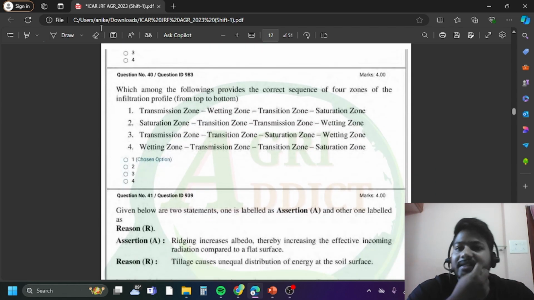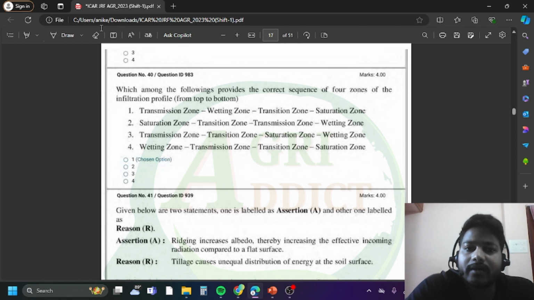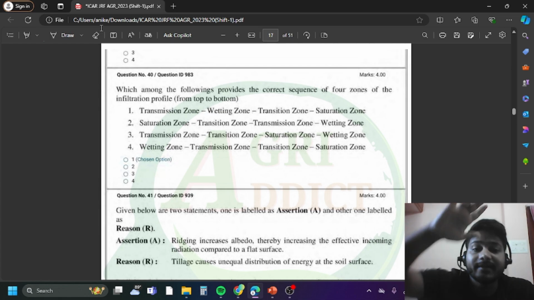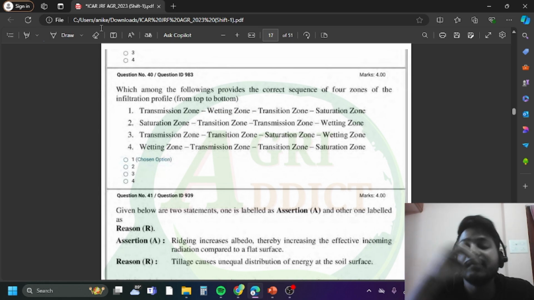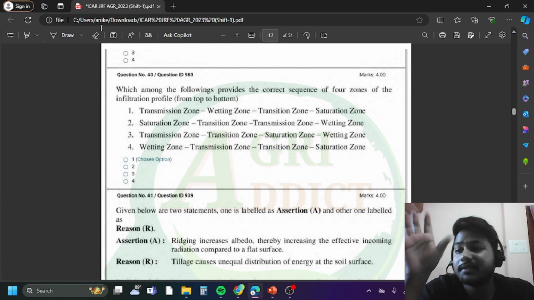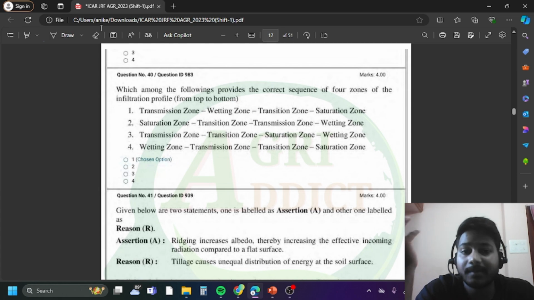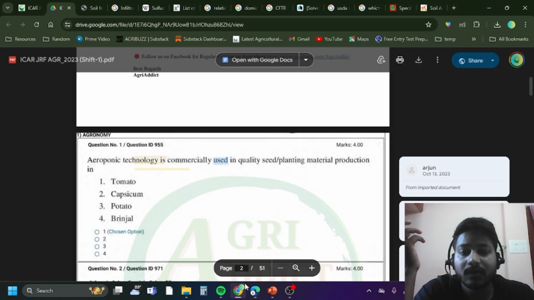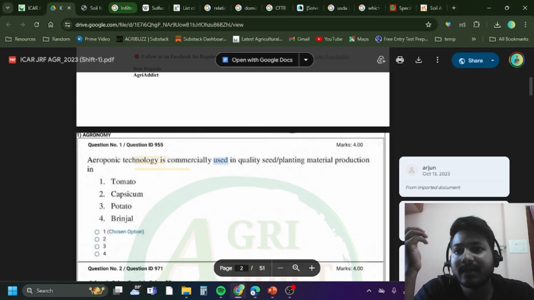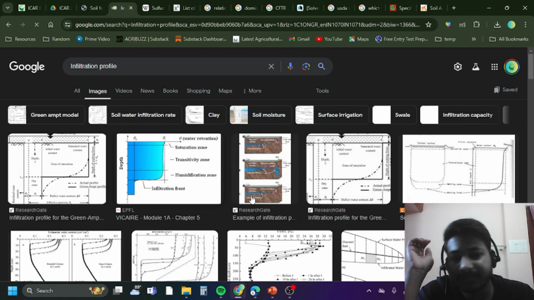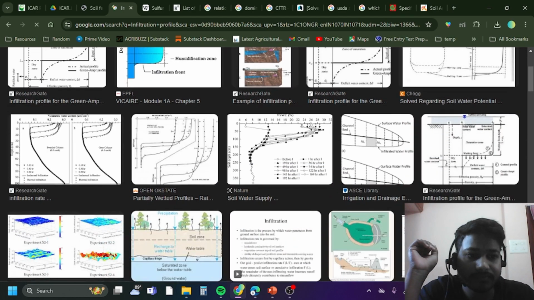Okay. Next is, which among the following provides the correct sequence of 4 zones of the infiltration profile, top to bottom? Yes, this is one new question, because it is not present in any book. Maybe in Irrigation Theory and Practice by AM Michael it may be present, but I have not come across this question before. So after reading this question, I googled it, and I got the answer. You can see, I will show you.